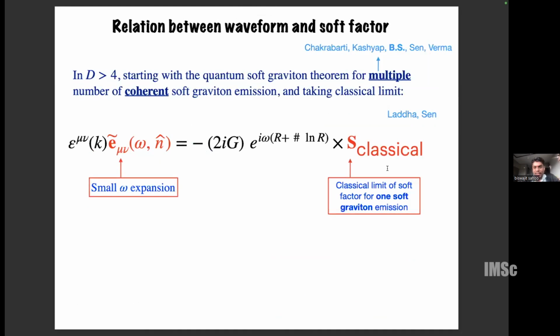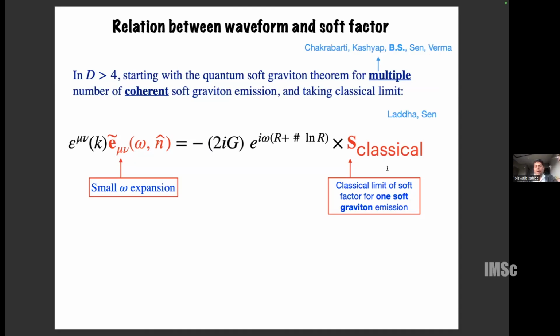Now, to relate it to quantum gravity, like the soft theorem relation, obviously if we are interested in some classical gravitational waveform, a single graviton cannot produce a classical gravitational waveform. What one has to do is start with multiple graviton emission and study the soft theorem there, which you did in d greater than 4, and then you have to take a coherent limit, where all the soft gravitons are emitted coherently along some particular direction, and then finally take the classical limit.